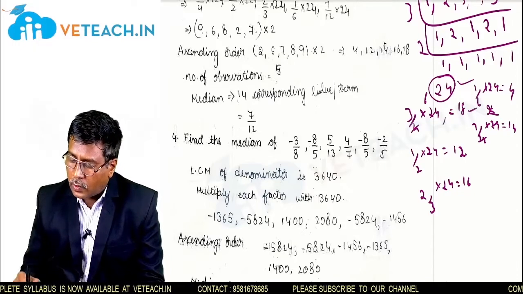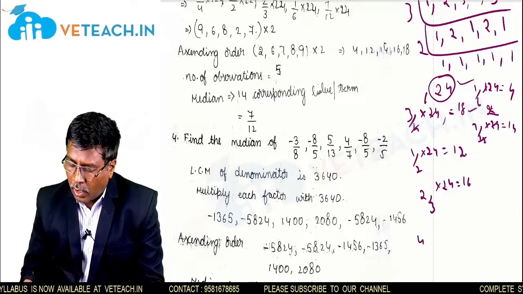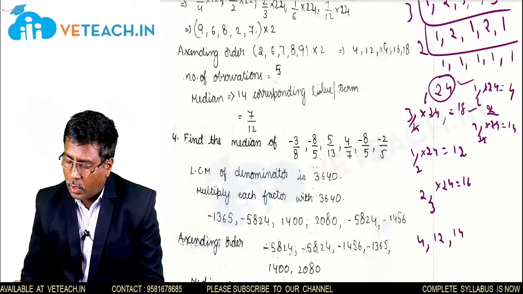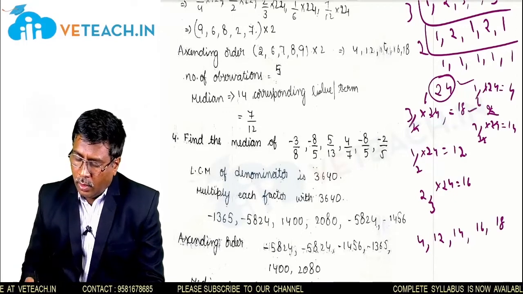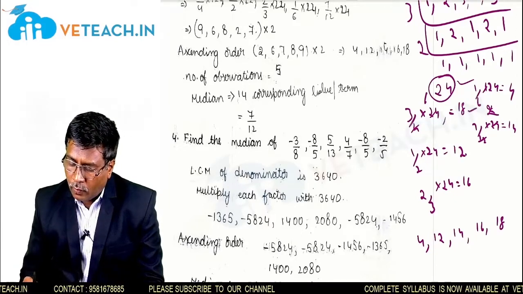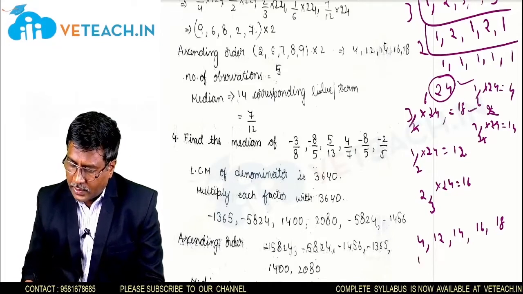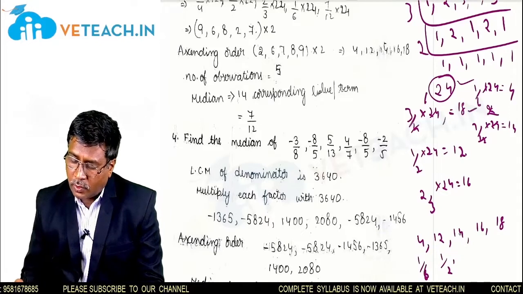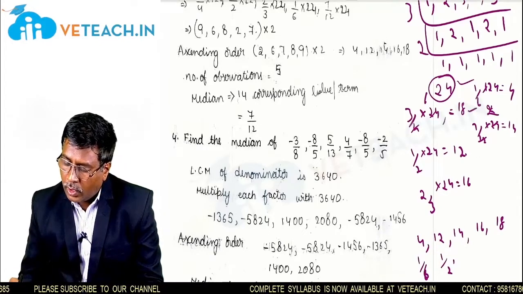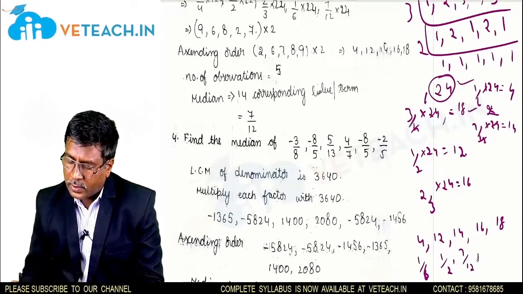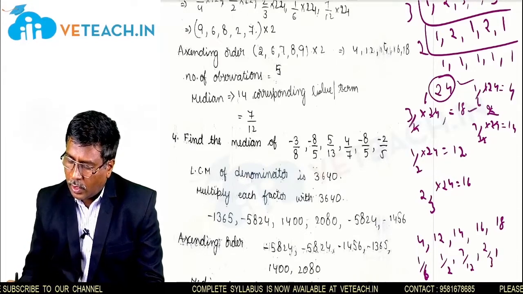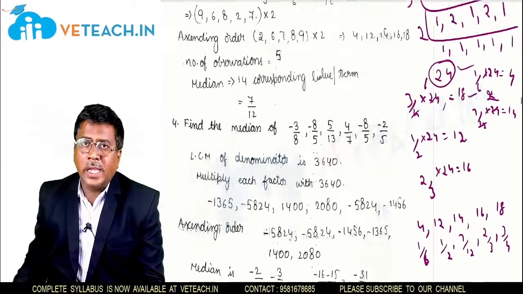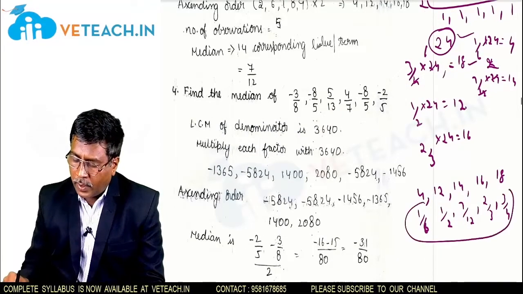That starts from 4, next is 12, 14, 16, 18. So 4 corresponds to 1/6, and 12 corresponds to 1/2, and 14 corresponds to 7/12, and 16 corresponds to 2/3, and 18 corresponds to 3/4. So this is the ascending order of the answers we got.